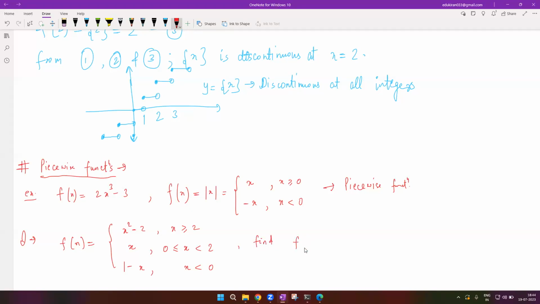Find first f(minus 2), then f(0), then f(1), then f(2), and f(5). You have to find all these values.